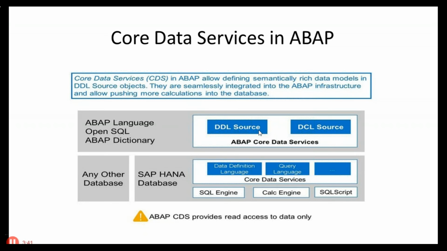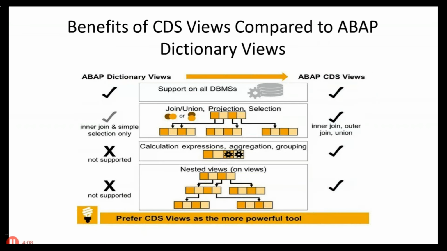So we have ABAP language. If any other database is there and you want to get the data from it, ABAP CDS provides read access to data only. So we have the SAP HANA database, from which we are accessing the data and showing it on the screen. So CDS views provide read access only. We are not manipulating the data. We are just reading the data using the CDS views.